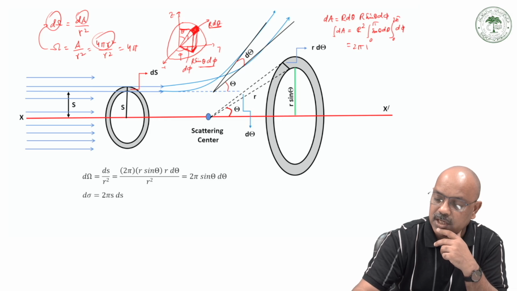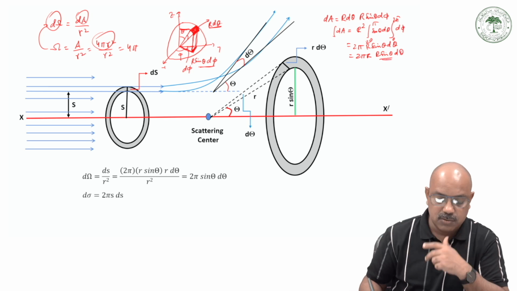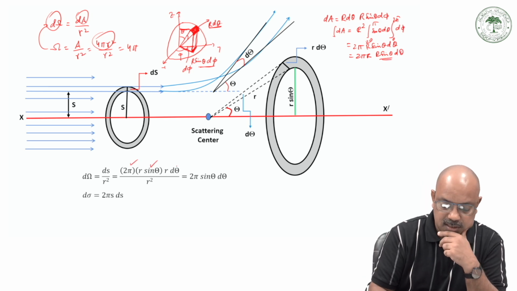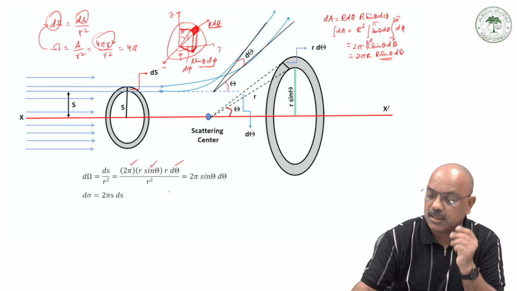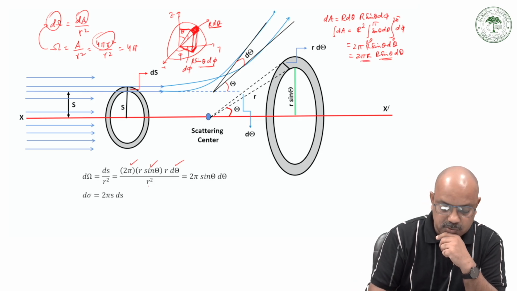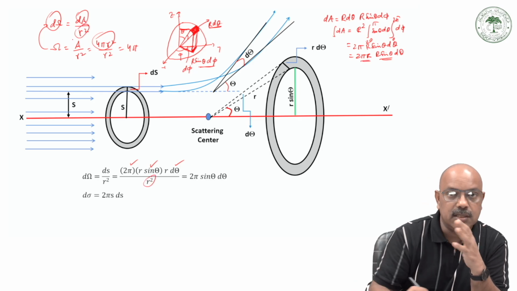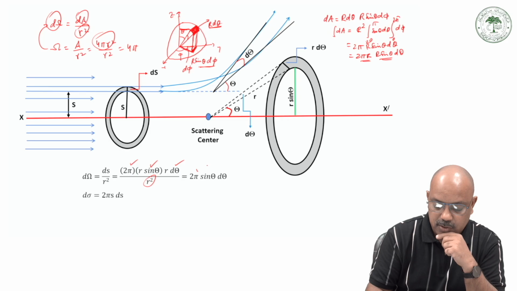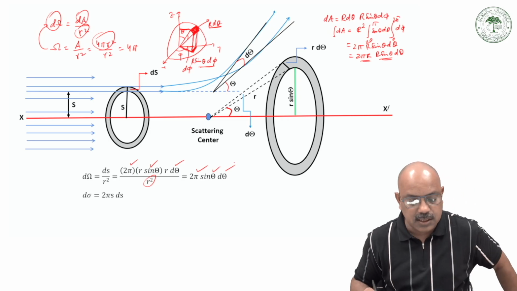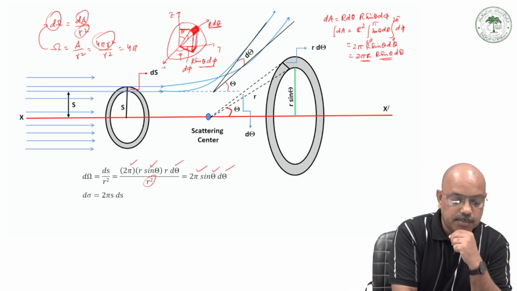So this is going to be twice pi r square sin theta d theta. Okay, so this is why you write twice pi sin theta d theta. Divided by r square, the solid angle is given by twice pi sin theta d theta. Okay, so this is where all the particles are coming.